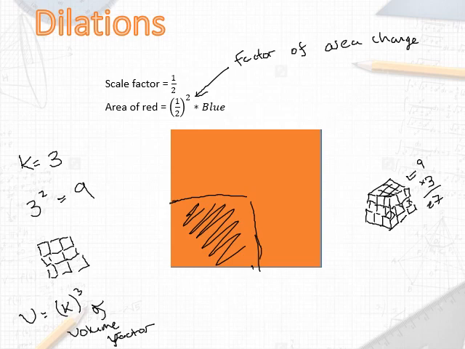So just to recap, perimeter will change by the scale factor. Area will change by the scale factor squared, and volume will be the scale factor cubed. That's the shortcut we need to remember.